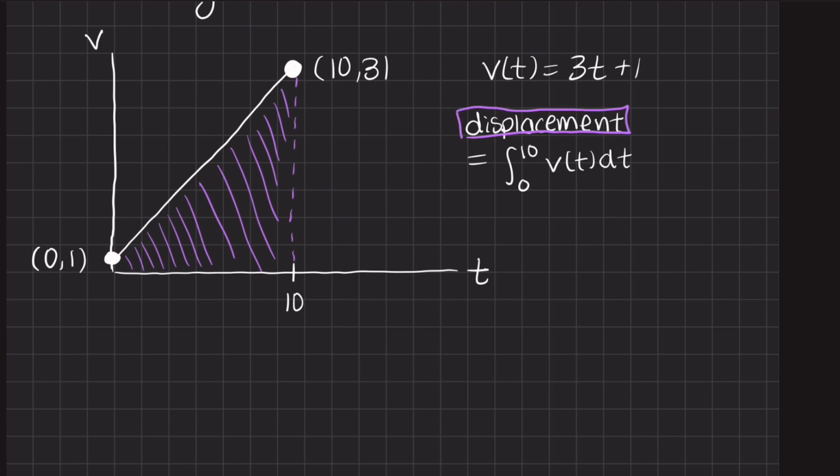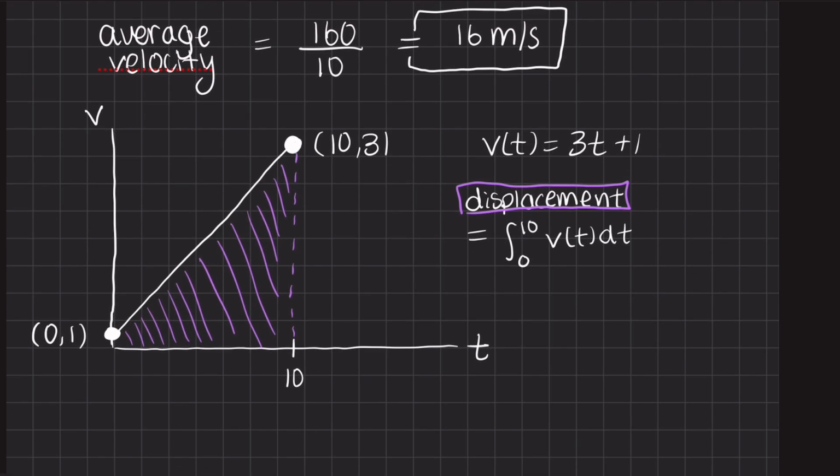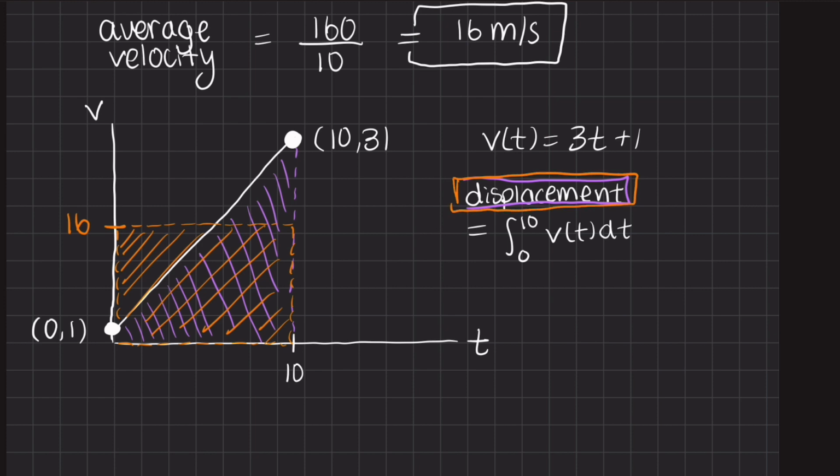And there's actually one more area that we can graph that would give us our displacement that's related to the things we've already found. We figured out that the average velocity is 16 meters per second, right? So let's say about here is going to be 16. And actually, if I look at the rectangle where I'm taking our average velocity and I'm multiplying by this time interval, this guy is also giving us our displacement. So both of these guys give us our displacement.